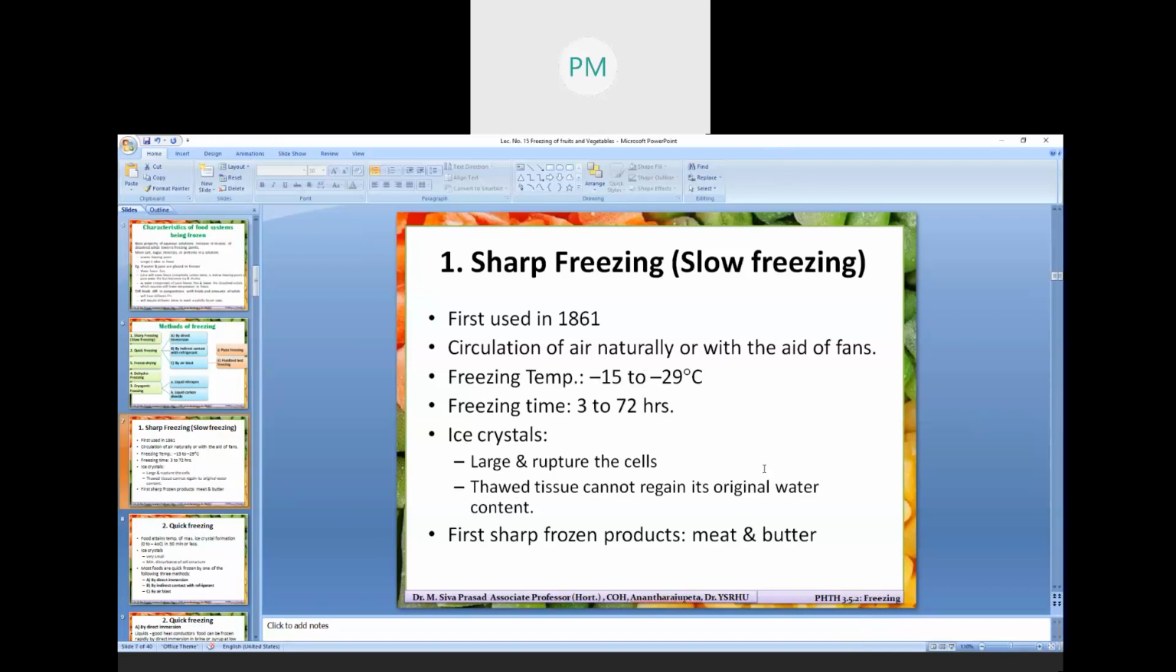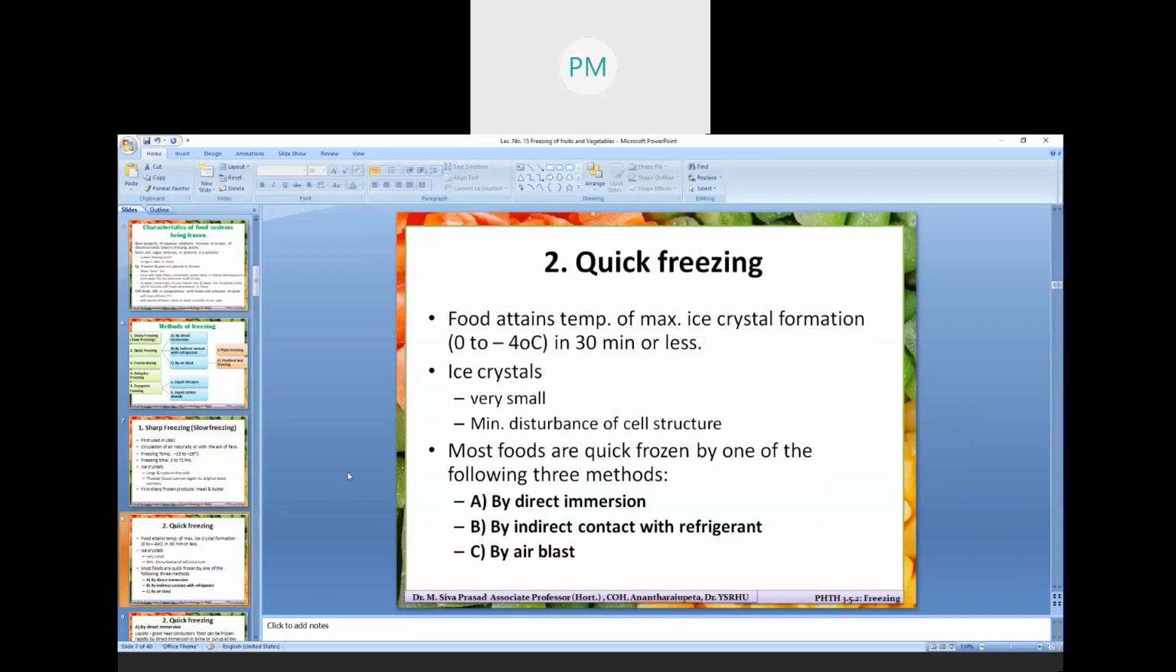So there is a difference between slow freezing and quick freezing. When it is thawed, you will observe better quality in quick freezing. In the case of quick freezing, the temperature is minus 15 to minus 29 degrees Celsius, and here the temperature is 0 to 4 degrees Celsius, right? Then we have seen the different sizes. Quick freezing gives a smaller size, while slow freezing gives a larger size, and the disturbance of the cell structure is minimal in quick freezing.